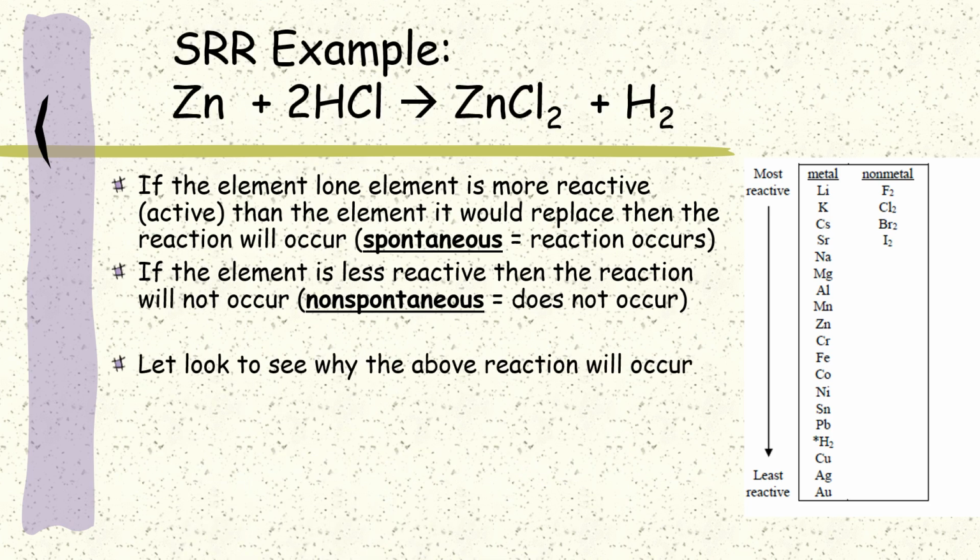Going back to the example I already showed, we already decided this reaction will occur. The reason why is because zinc is higher on the list than hydrogen, so that reaction will occur. So zinc will push hydrogen out. Hydrogen's now going to be the element by itself.